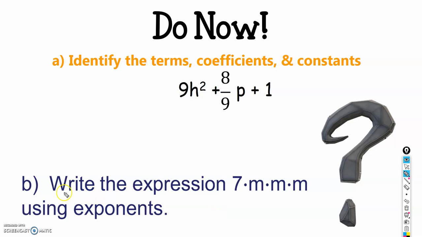So let's look at this one. This is a blast from the past. Write the expression 7 times m times m times m using exponents. Well, I have my 7, and we learned that 7 times m is the same as 7m. How many times am I multiplying my m? 1, 2, 3. So I can write it as 7m cubed, or 7m to the third power. That's the exact same as multiplying my m 3 times. Let's move on to the lesson.